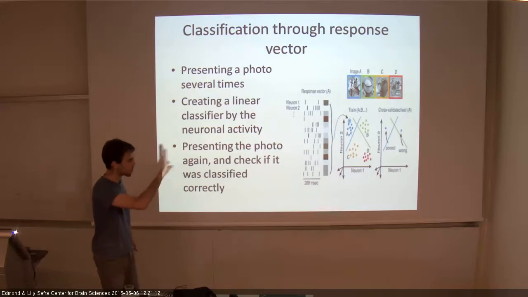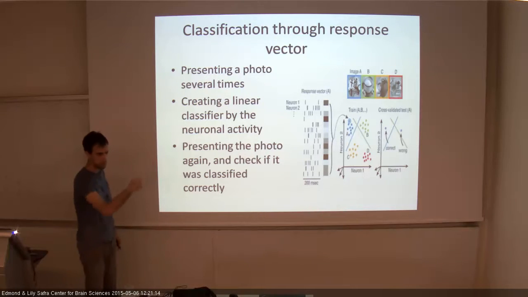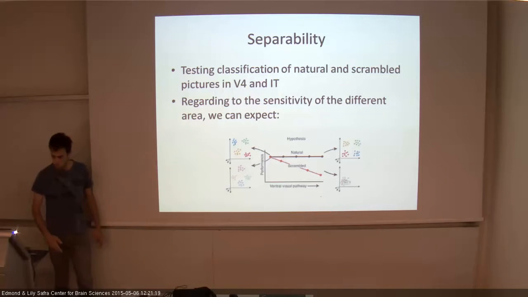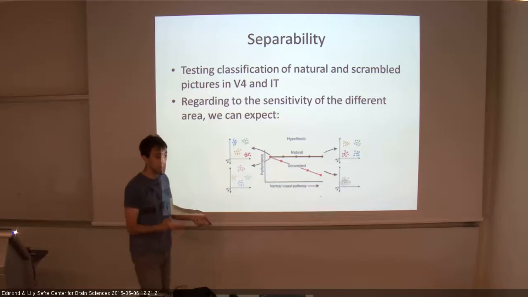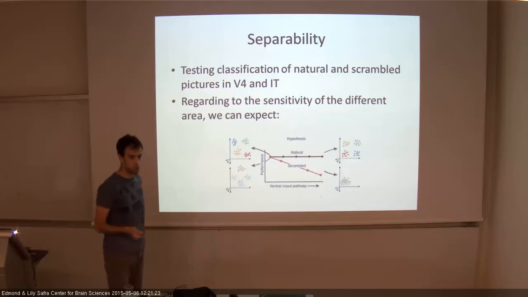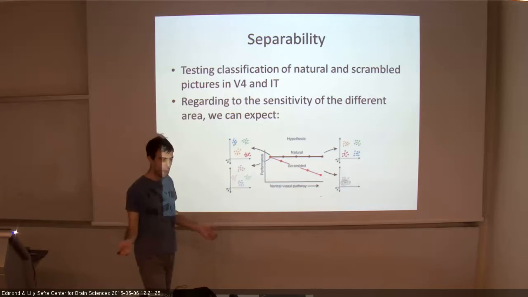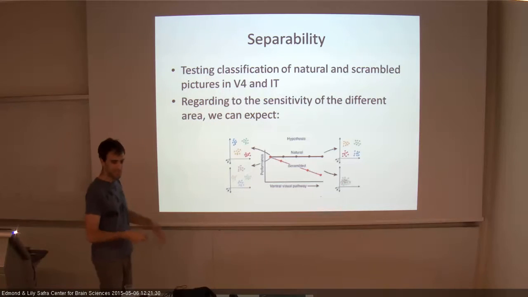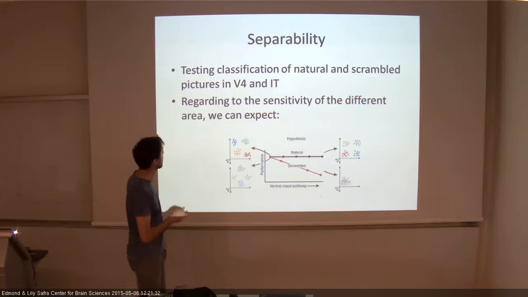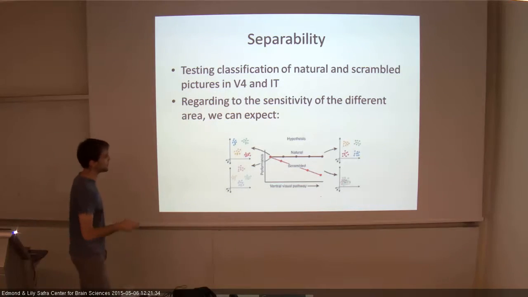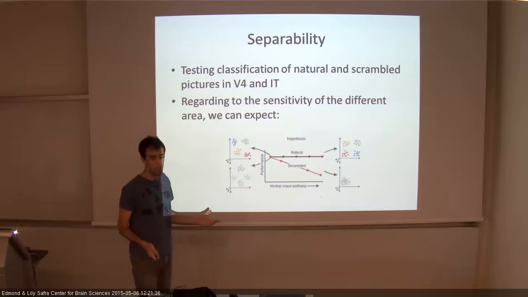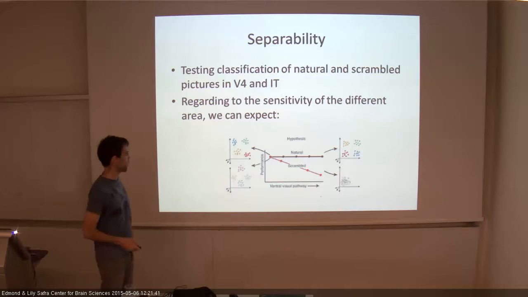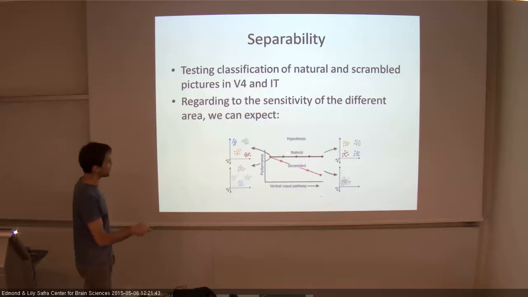Okay. So this is not the motorcycle. The monkey only had to react to the motorcycle. But the test was the ability to separate. So they showed this picture, the scrambled and the natural picture, both to V4 and IT, and they tried to put this linear classifier both in V4 and in IT and wanted to see the success rate of the classification. And what they expected to see is this thing.